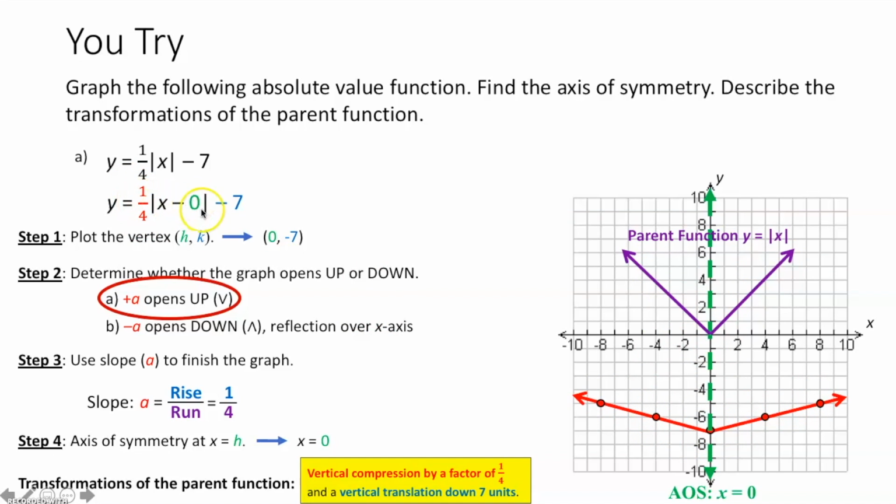Our H value is 0. That means we didn't shift to the left or right any, and you could tell because look at that. We're on the same X value. And then we had a vertical translation down 7 units. That's our K value, right? Our K value controls that, and we shifted down 7 units. Boom, that's how we got there.